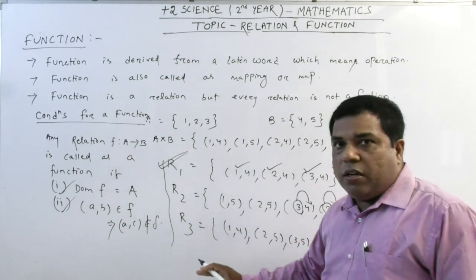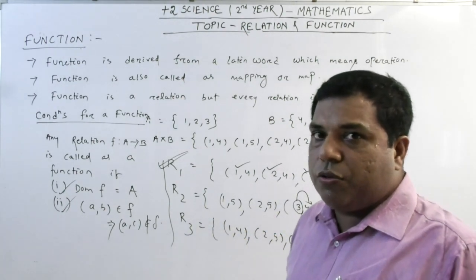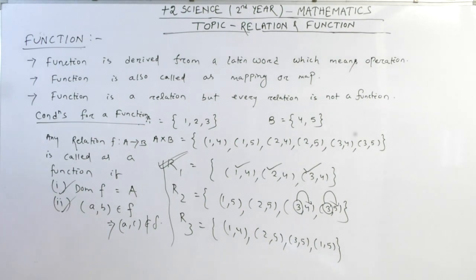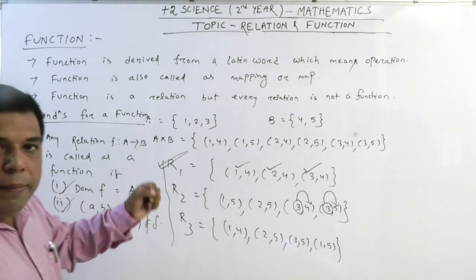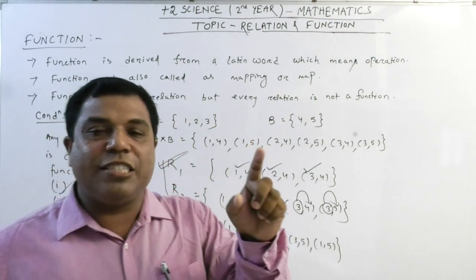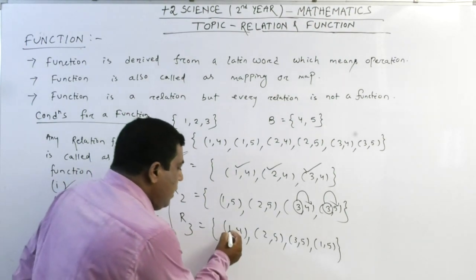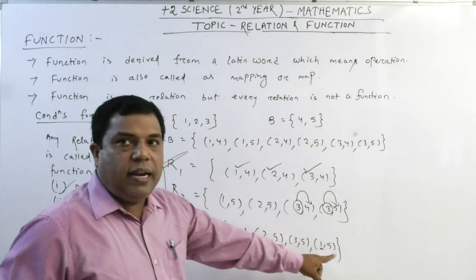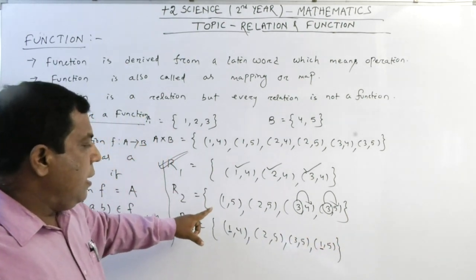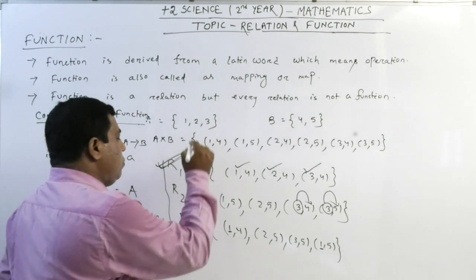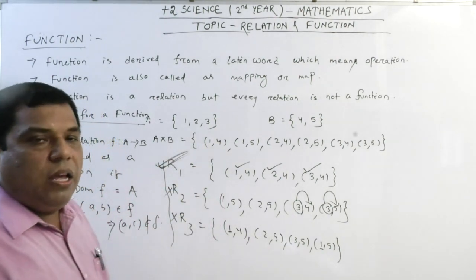Next, my dear students, please check whether the third relation is a function or not. Please verify. Verified. Is this relation a function or not? Yes, you are correct, my dear student. This relation is not a function. Why? Because this element 1 is connected twice. So this relation is not called a function. So this one is a function only, whereas the other two are not functions.